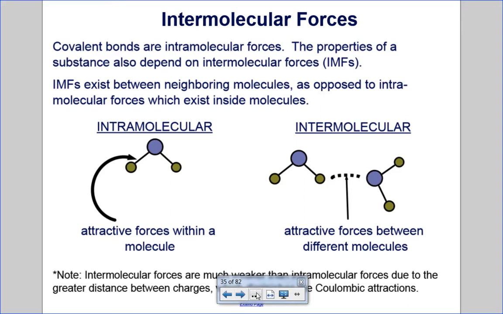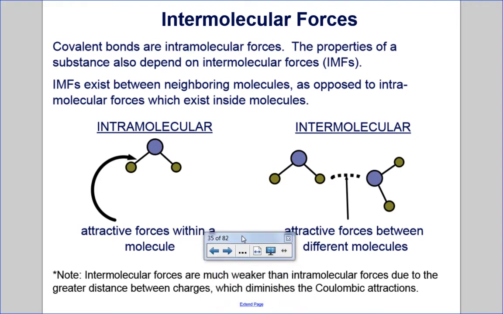As it shows in the picture here, intramolecular forces are attractive forces in a molecule, otherwise known as bonds. Intermolecular forces are attractive forces that exist between different molecules. They're not a physical connection, but actually result from the existence of positive and negative charges in the two molecules. Intermolecular forces are much weaker than intramolecular forces due to the greater distance between charges, which diminishes the Coulombic attractions.